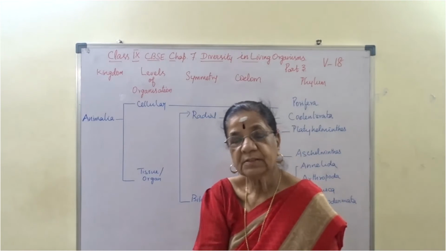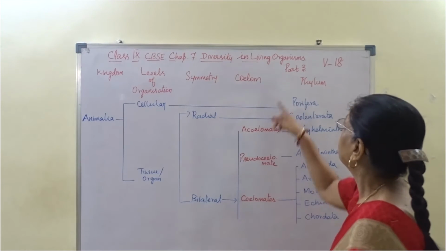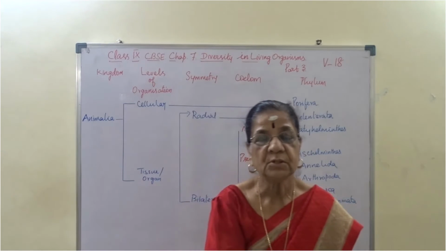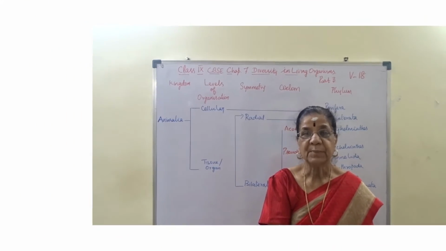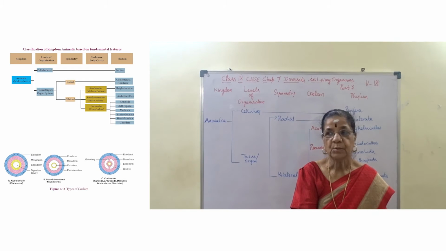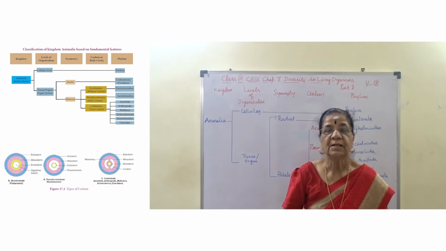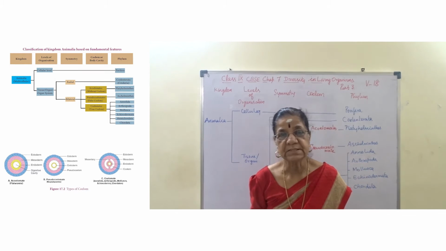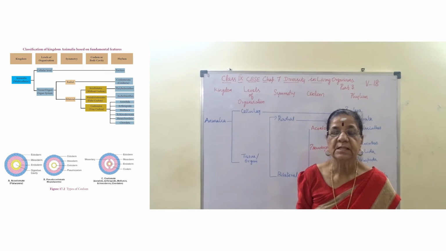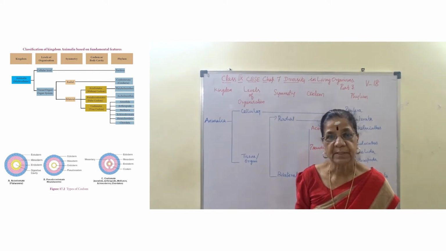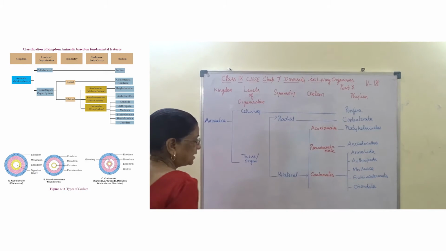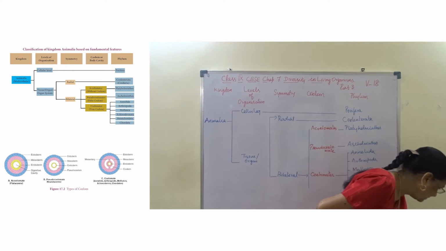Now I am continuing the diversity lesson as part 3, video number 18, where we are going to learn about kingdom Animalia. What does it mean? Animal classification, how they are categorized based on their features, that is, the salient or characteristic features of kingdom Animalia. Are you clear? So now we start with kingdom Animalia.